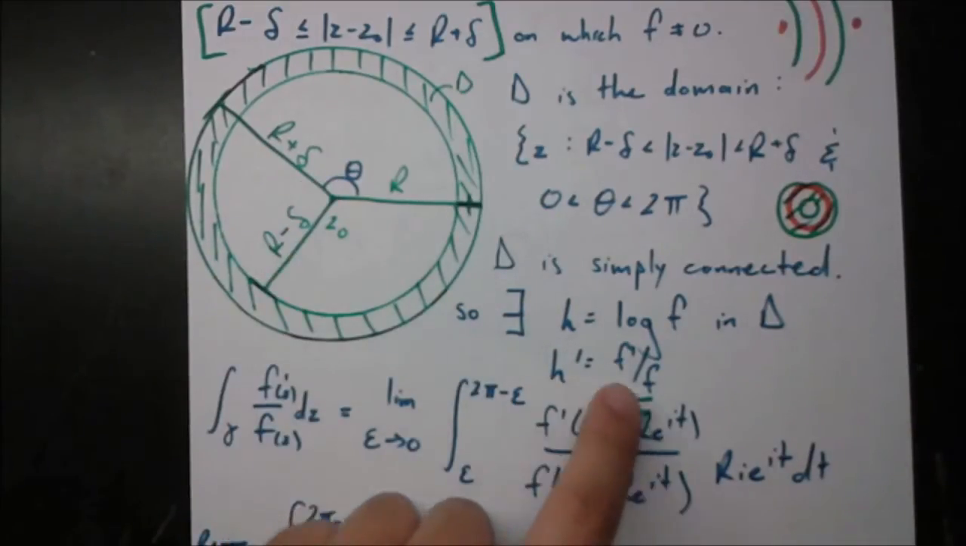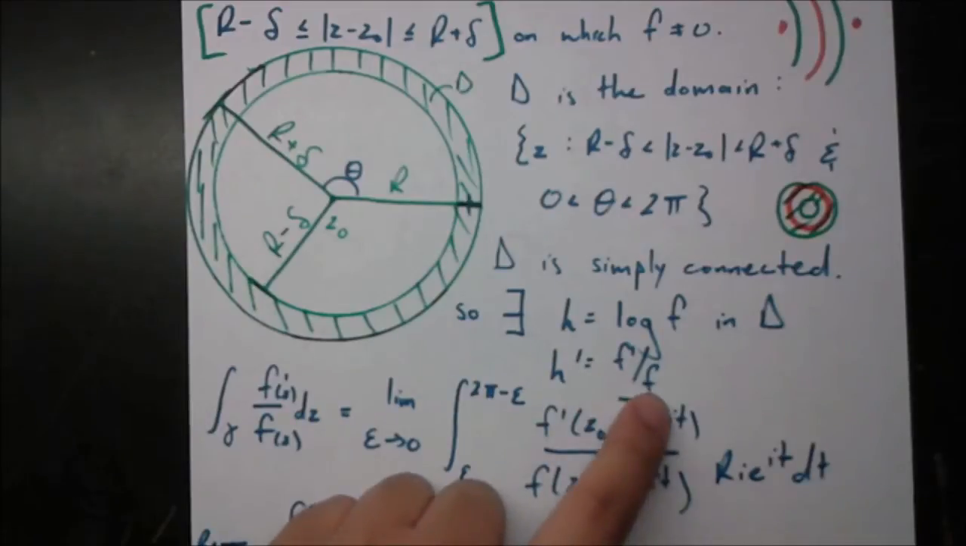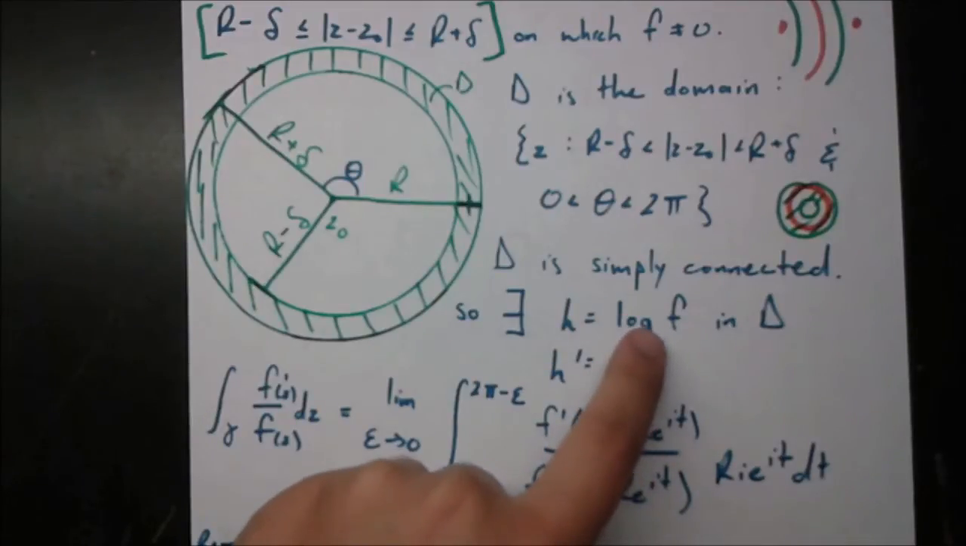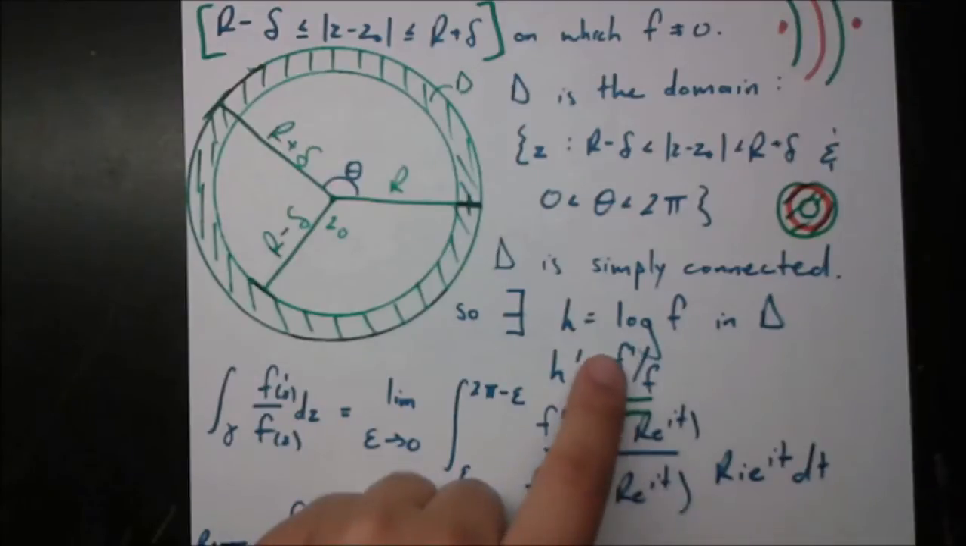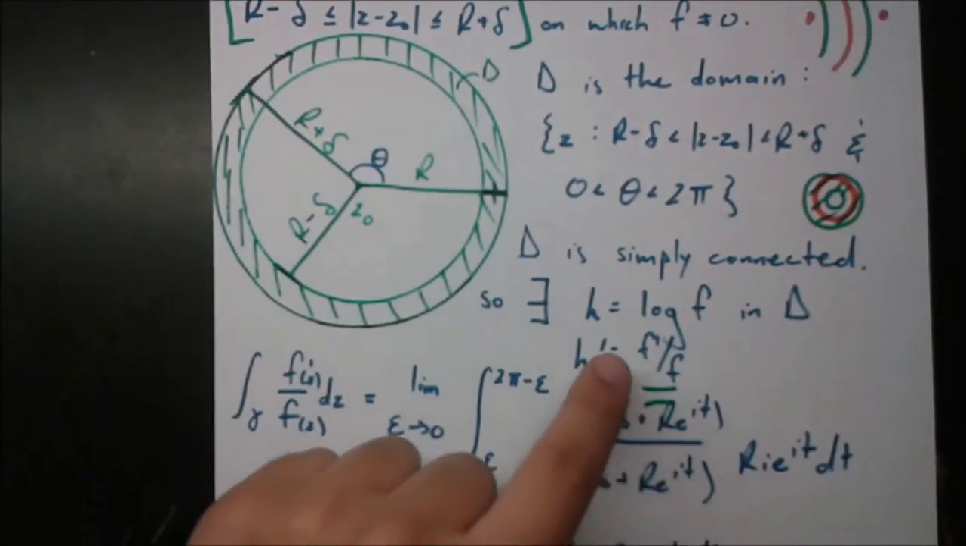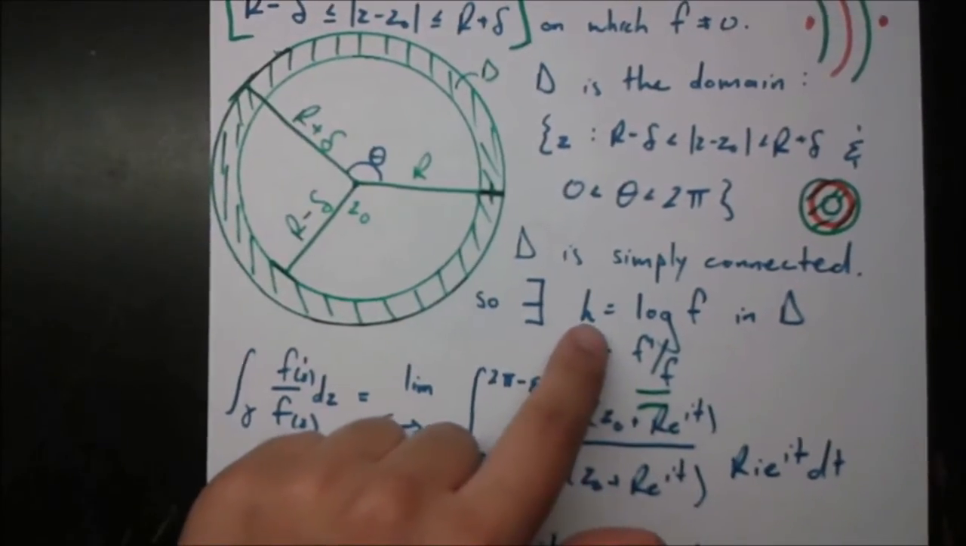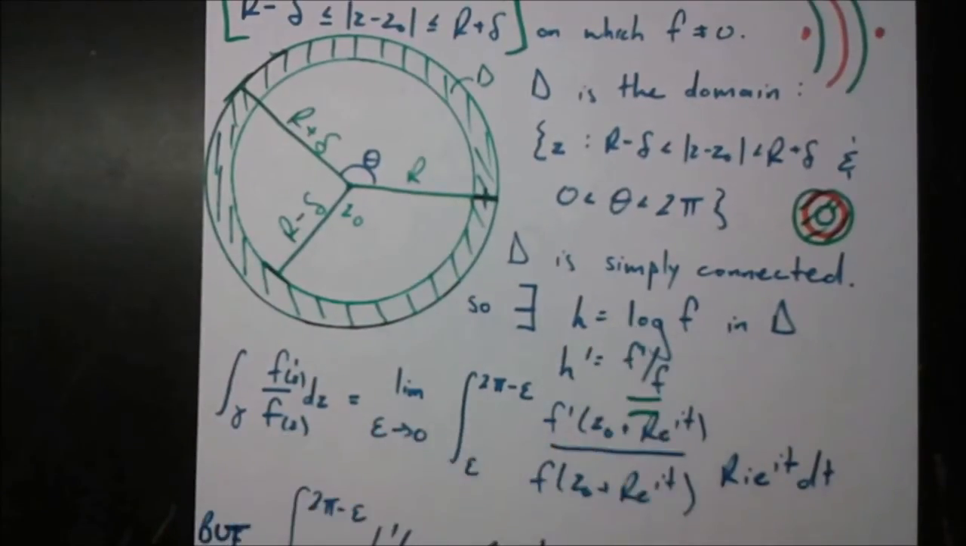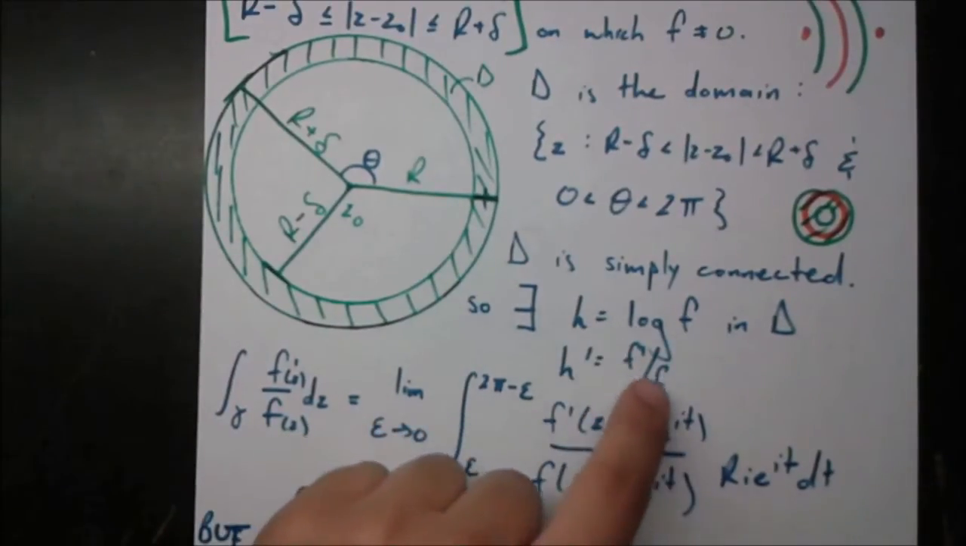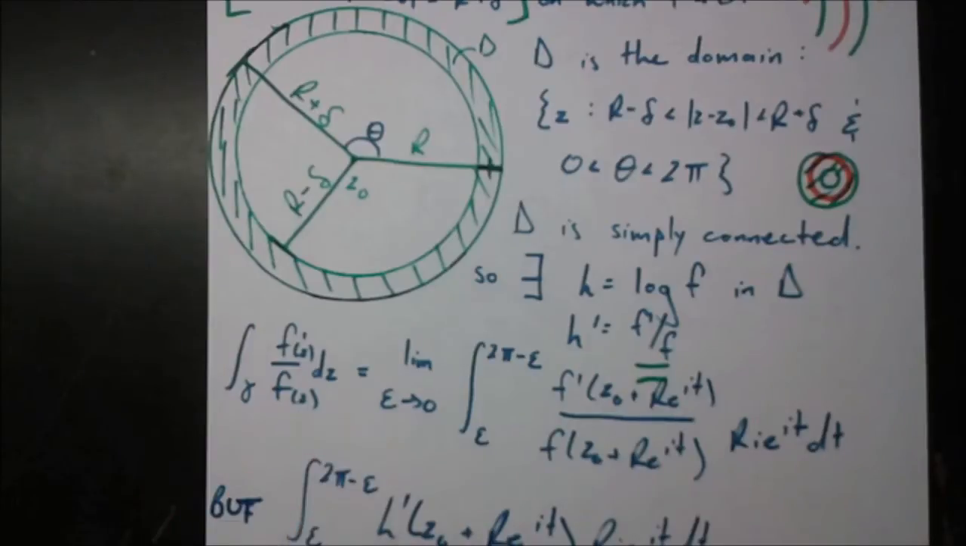So the antiderivative of f prime over f is what? It's going to be log f, because if we take the derivative of log f, it's going to be 1 over f times f prime by chain rule. So that means there's a function h, we're going to name it h, equals log f, which is the antiderivative of f prime over f inside D. So there's a function like that inside D.